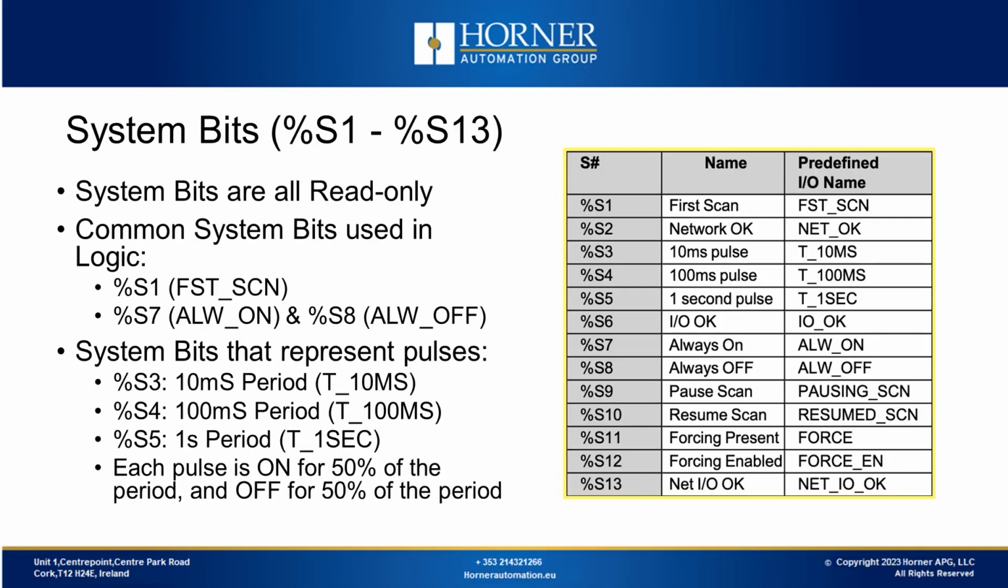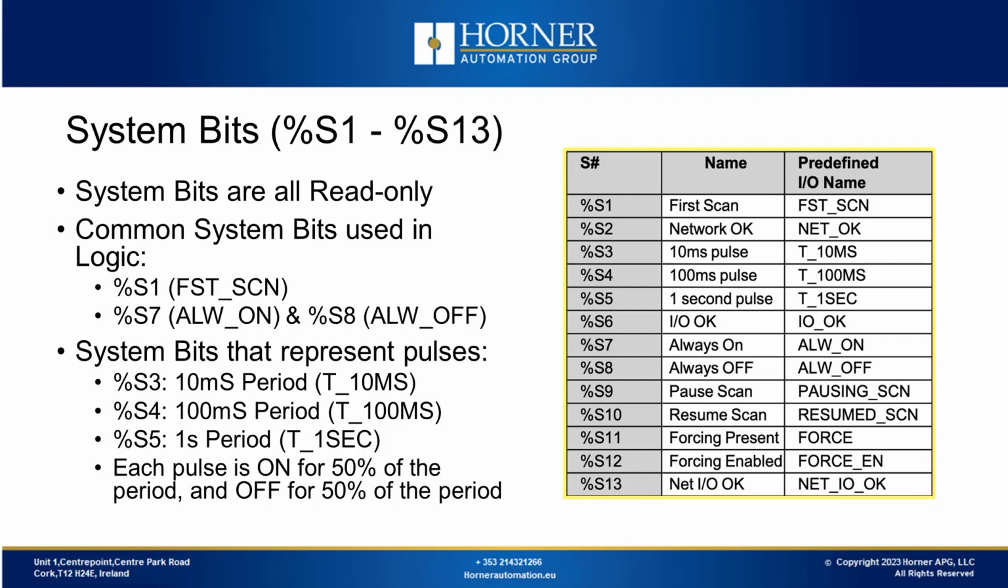Let's look at the 13 most commonly used system bits. These are read-only, and the first one, %S1, is on for the first scan of the logic and then off afterwards. We frequently use it to set initial variable values. %S7 is always on, and %S8 is always off. We use these often, especially S7, when starting a rung with only a function block.